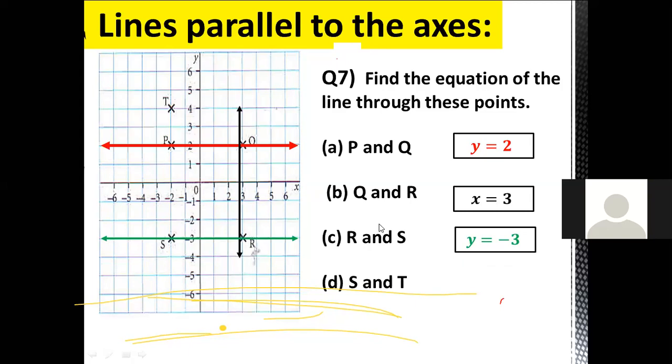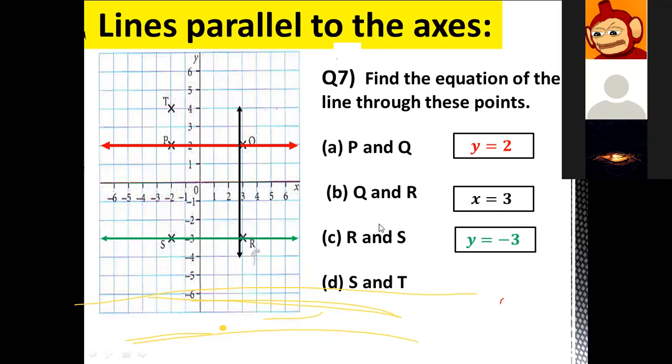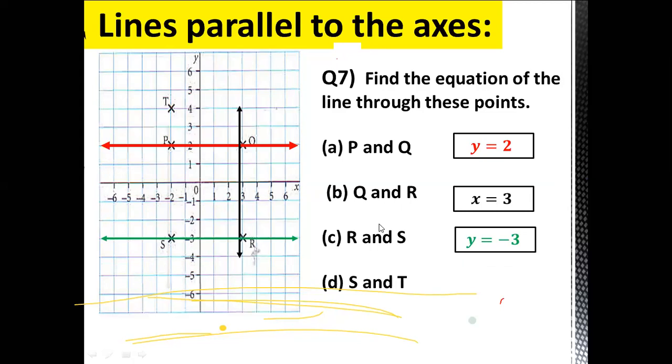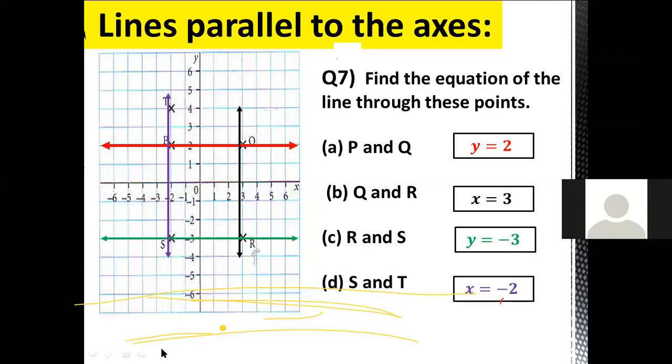Okay. What is the equation of the fourth line? SP. Sorry, I labeled it T, no, it's SP. Selma? X equals -2. That is right. Thank you very much, Selma. Okay, so we're done with this question. A line that is parallel to the x-axis.